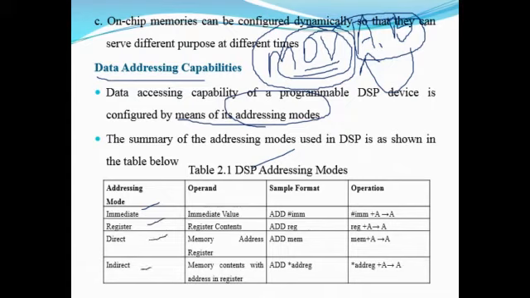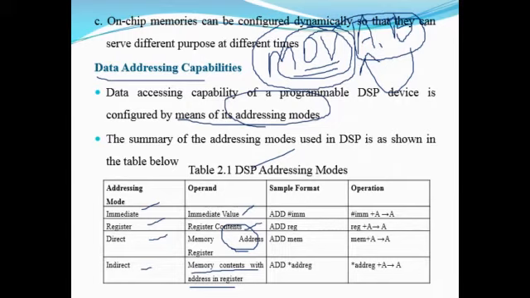So these are the addressing modes that we normally use in a DSP processor. In immediate addressing, the operand is an immediate value. In register addressing mode, the register contents are the operand. In direct addressing mode, we have a memory address register wherein the address of a particular memory location is specified in a register. Then comes the indirect addressing mode, wherein we have the memory contents with the address in a register. So this is what we require when we go with indirect.